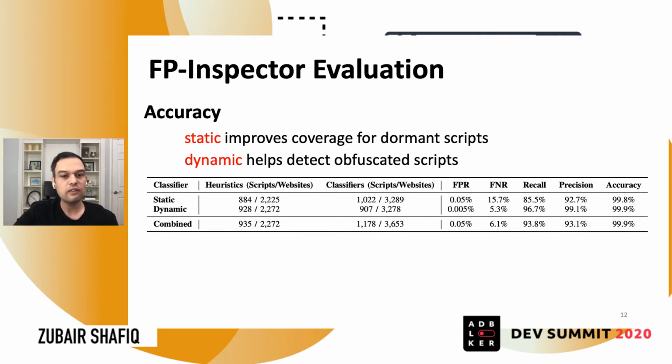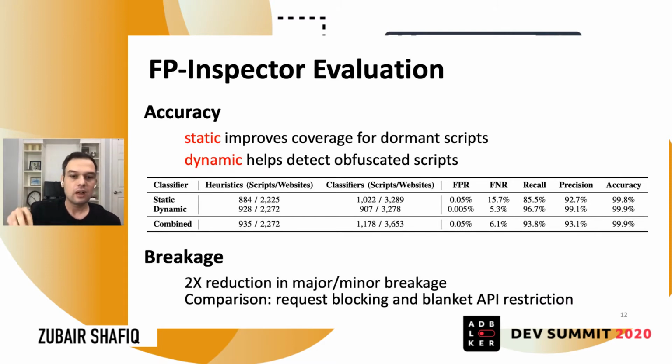And then our user study of FP Inspector further showed that our mitigations were much more friendly as compared to existing techniques. We were able to reduce site breakage by a factor of 2 as compared to blanket API restriction or network request blocking, because of this hybrid mitigation that we implemented. So this is good. Now we know FP Inspector works, and it can be used to implement mitigations which provide a nice trade-off between privacy protection and usability.